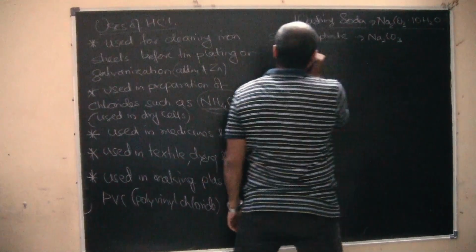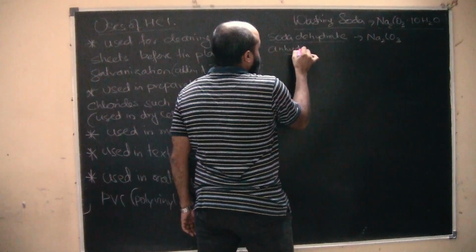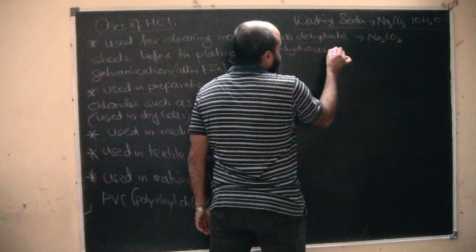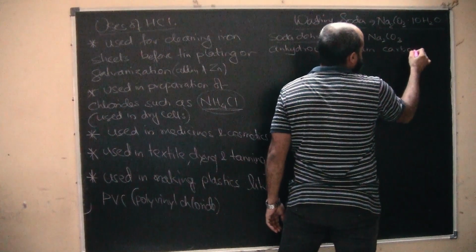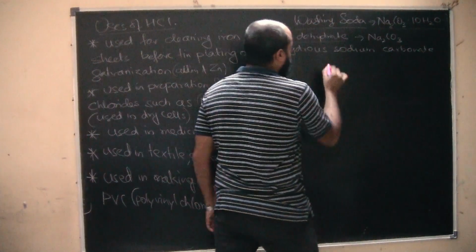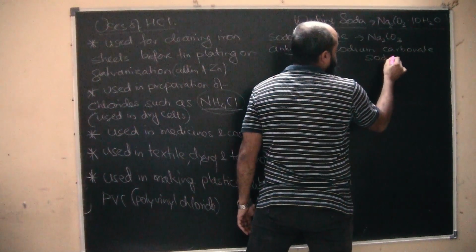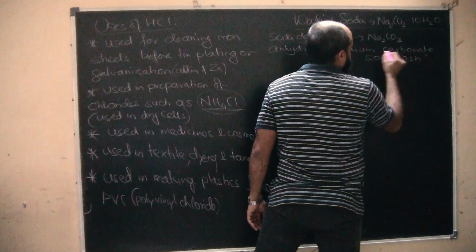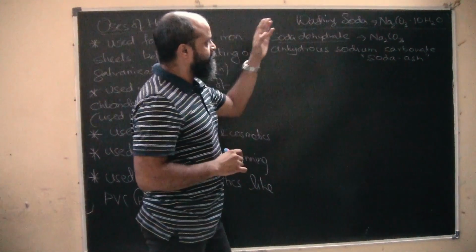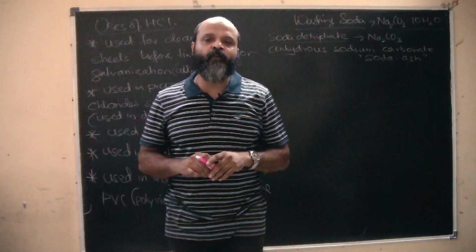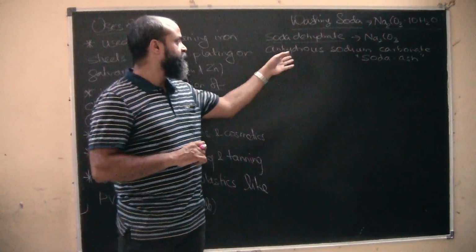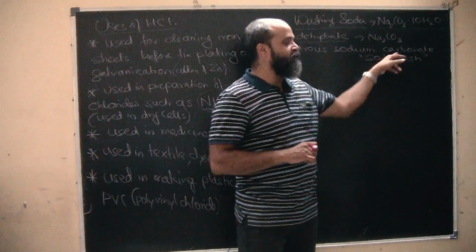Na2CO3 is also known as anhydrous sodium carbonate, or it is also known as soda ash. The sodium carbonate which doesn't contain the 10 molecules of water is known as anhydrous. Anhydrous means dry sodium carbonate or soda ash.